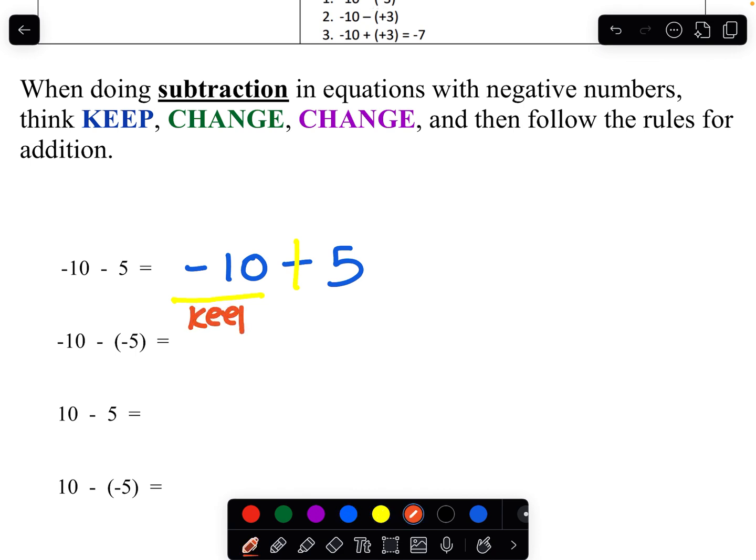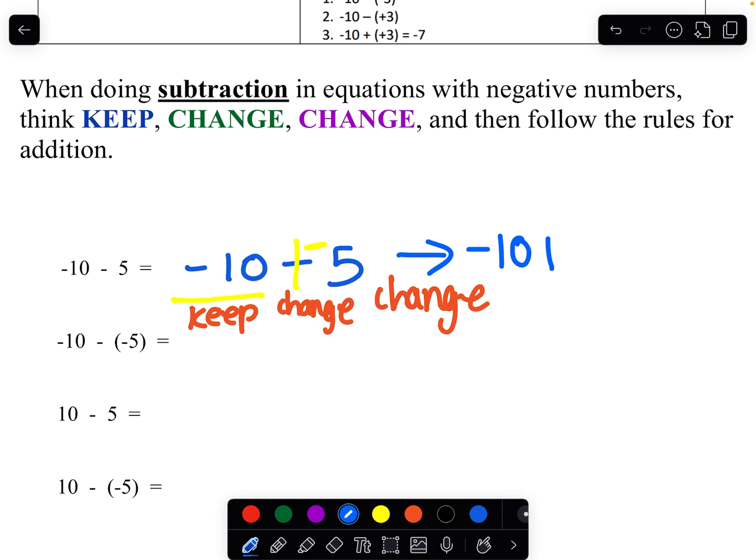So that's my change. Actually, let me write this out. So I do keep, change, and then I'm going to change the last thing, which is I'm going to change the positive 5 to a negative 5. And now, if it's helpful for me, I can rewrite the problem, which is now negative 10 plus negative 5. And my answer is negative 15, because I'm now going to apply the rules of addition to solve the problem.